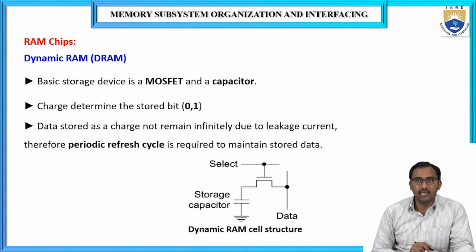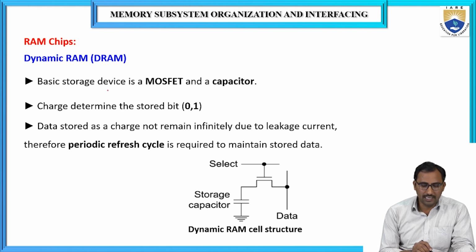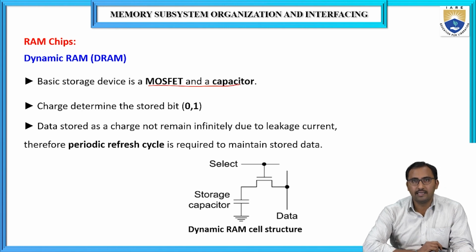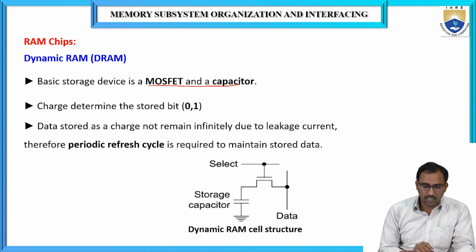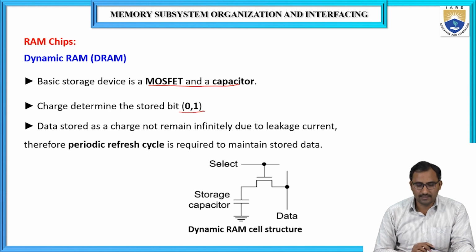And coming to the DRAM. It is a basic storage device, a MOSFET and a capacitor. If you look at the SRAM structure, it requires 6 MOS transistors. But here we require only one pass transistor and one capacitor in order to construct a single memory cell. So the charge determines the stored bit, 0 or 1.